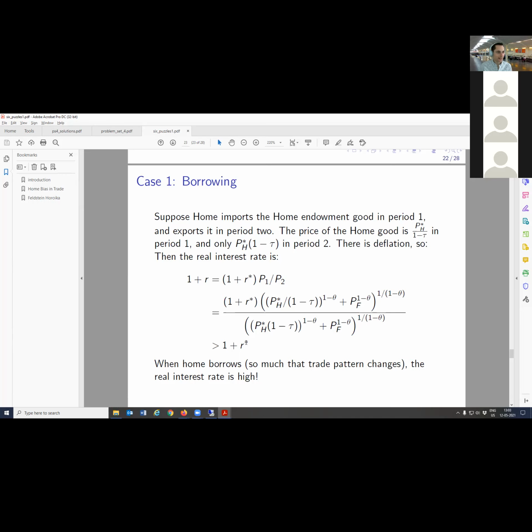R star here would be like the nominal interest rate you can access in foreign countries. Okay, so we get an equation from the theory that we developed in the slides. Not going to go through the whole thing now, but it looks like this. You're going to get 1 plus R star, the nominal interest rate you face abroad, and you're going to multiply it by this big term, with the important thing that P star H, the price of the foreign good in the home country, is going to be divided by 1 minus tau in the numerator, and then multiplied by 1 minus tau in the denominator.